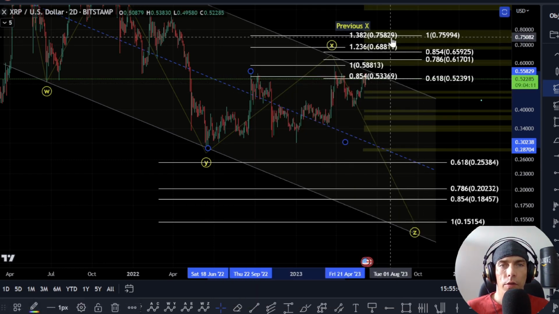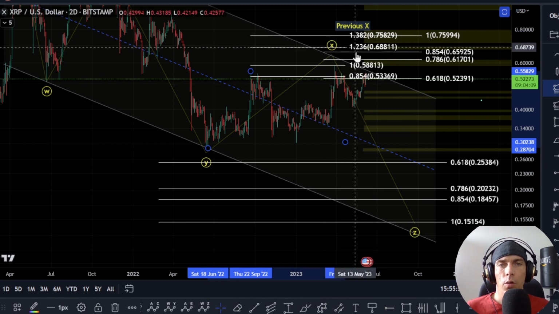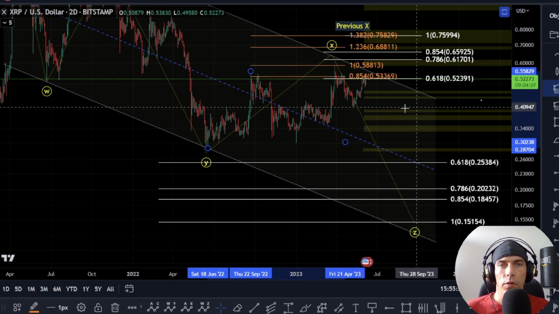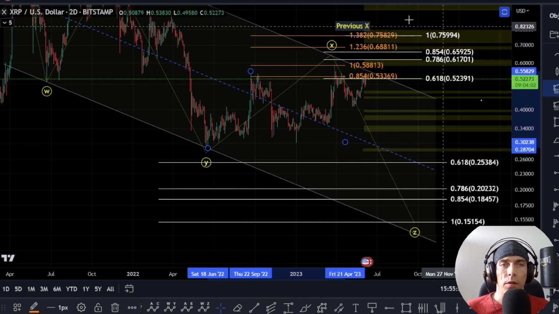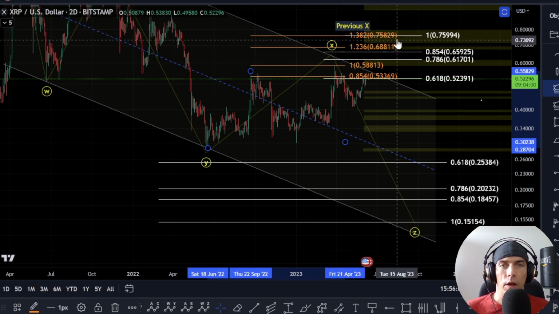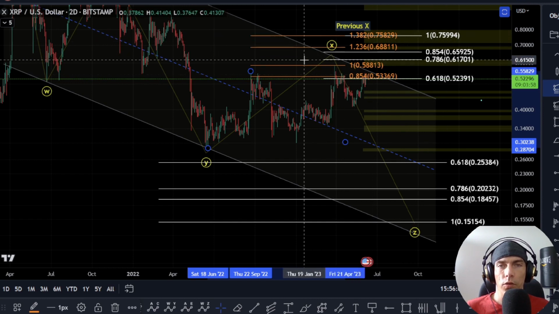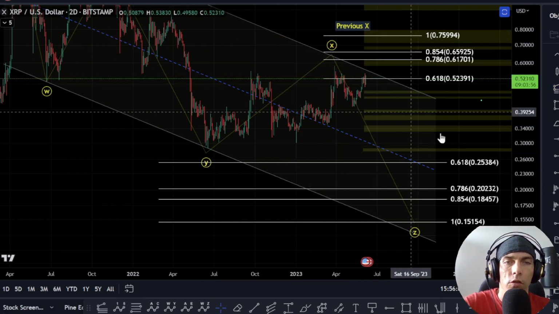So we can see this 1.382 actually ties up quite nicely here. If I just change the color of this one, this orange 1.382 actually lines up quite nicely with that 1-to-1 that we have on the other side here. So this would be something worth keeping an eye on if we do see price continue to push to the upside here.